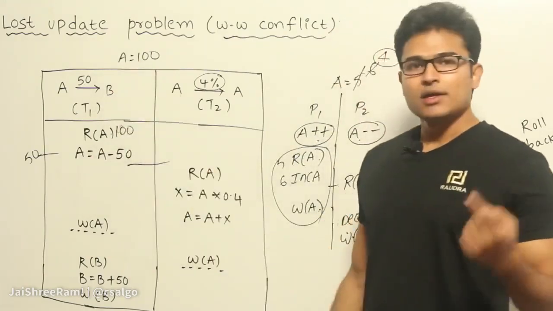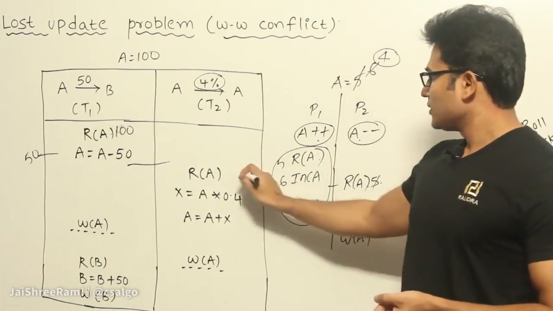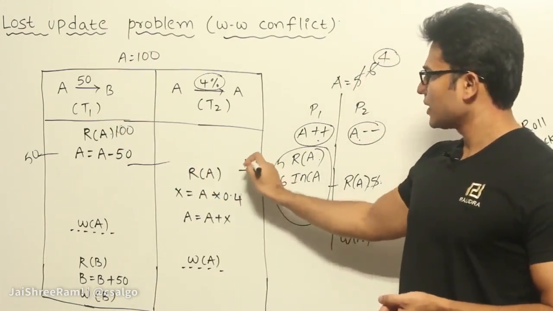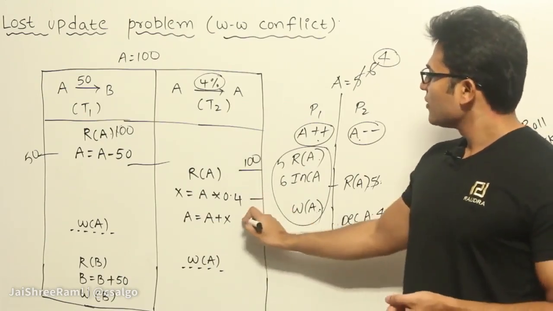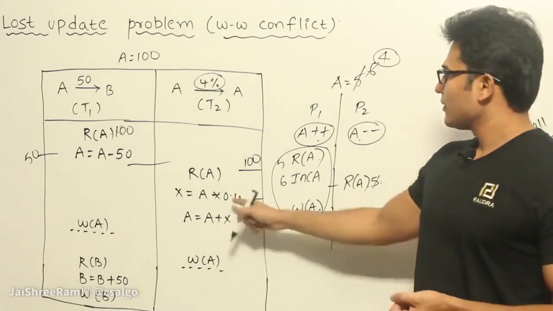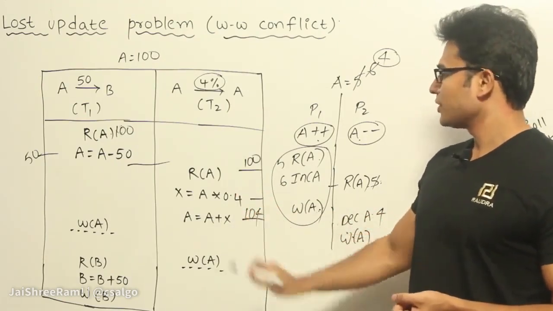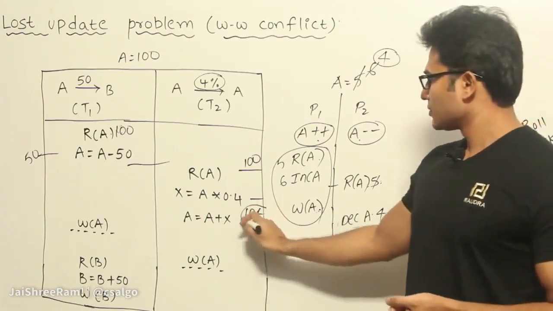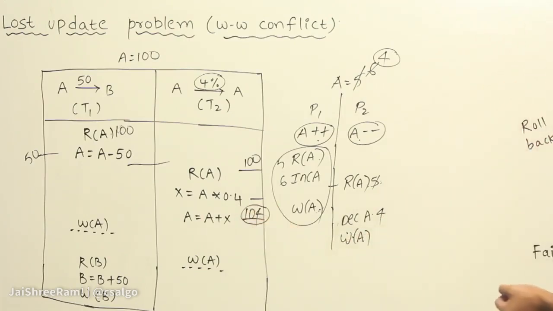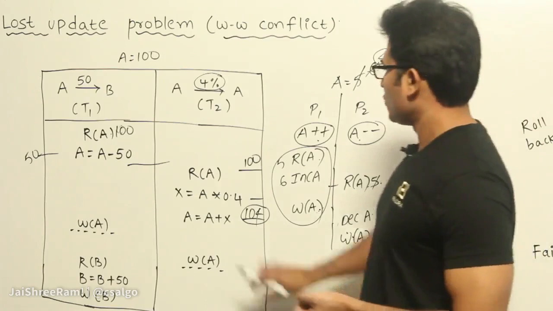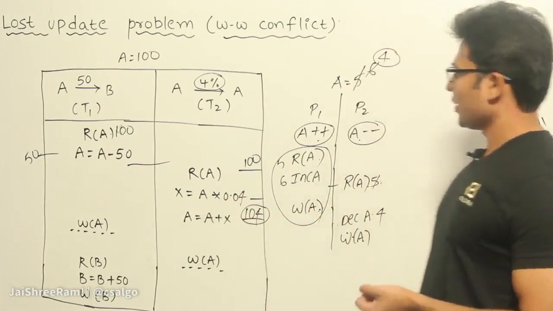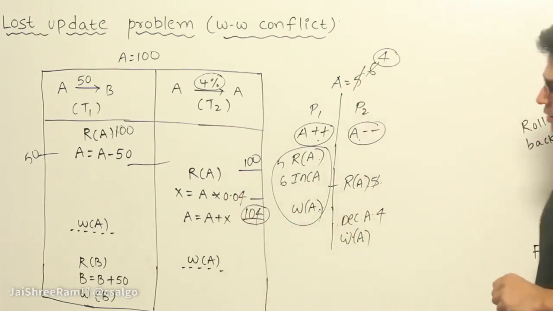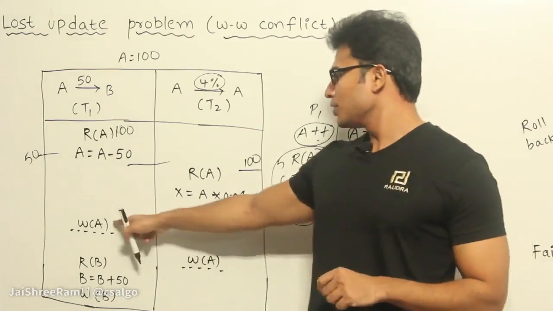Now when you are reading the data, you will again read from the hard disk. Now if the second transaction has started, it is going to see that the value of A is 100 here, and whenever you increment the value of A by 4%, it is going to be 104 at this point. Yes, 4% is 0.04. Okay, so it is going to be 104.